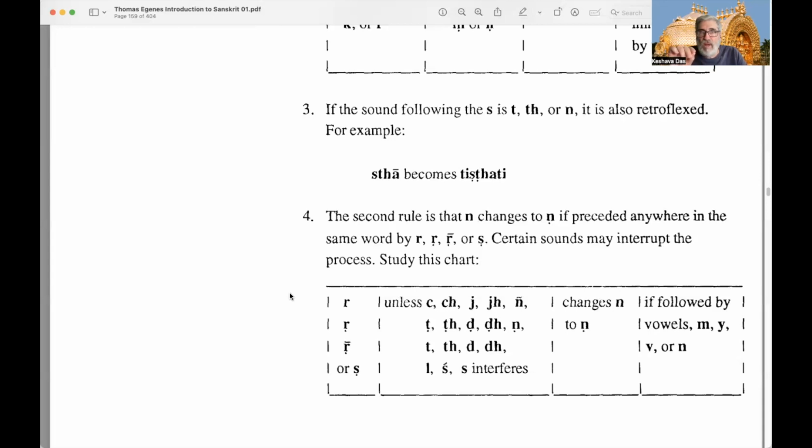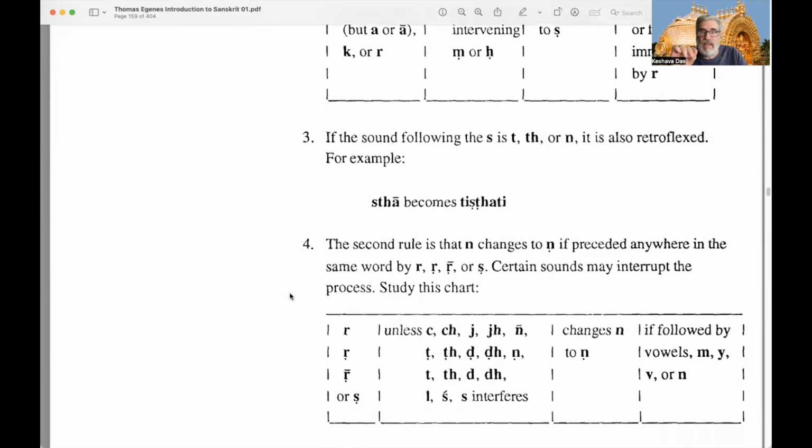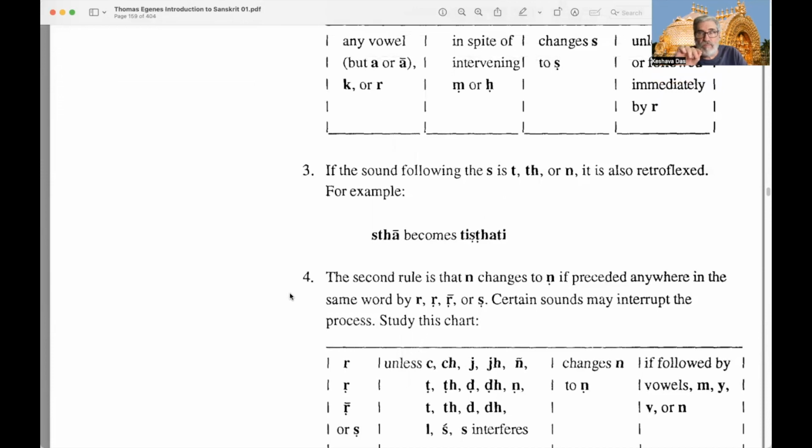So the reason is because why? Because we had a vowel come before it, right? There's an I there, ikara, ti, right? Instead of tisthati, it becomes tiṣṭhati because that I comes before it, right? There's no intervening visarga or anusvara, right? The S then changes to cerebral. The T also changes to a cerebral, by the way, right? And then it doesn't come at the end of the word, and it's not followed immediately by an R. So that rule applies there in that instance.